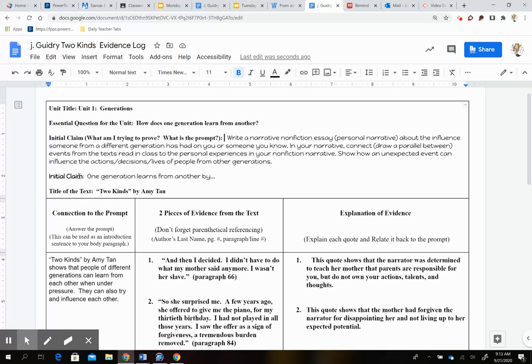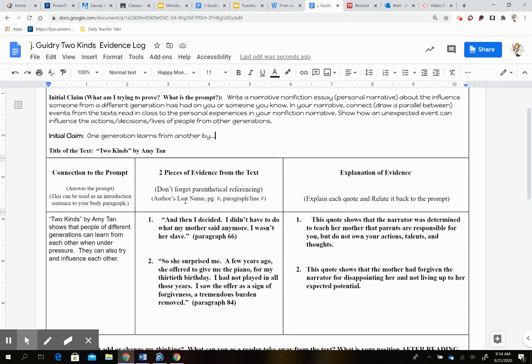Now you've added initial claim, and you're going to put one generation learns from another by. So this is going to be your claim. How do you feel that one generation learns from another? Do you believe that one generation learns from another because only older generations teach lessons? Maybe you think only younger generations teach lessons. Maybe you think they both teach lessons. Maybe you think that they learn through patience, persistence. So tell me what your initial thing is. Then you're going to put the title of the text, which is Two Kinds by Amy Tan.